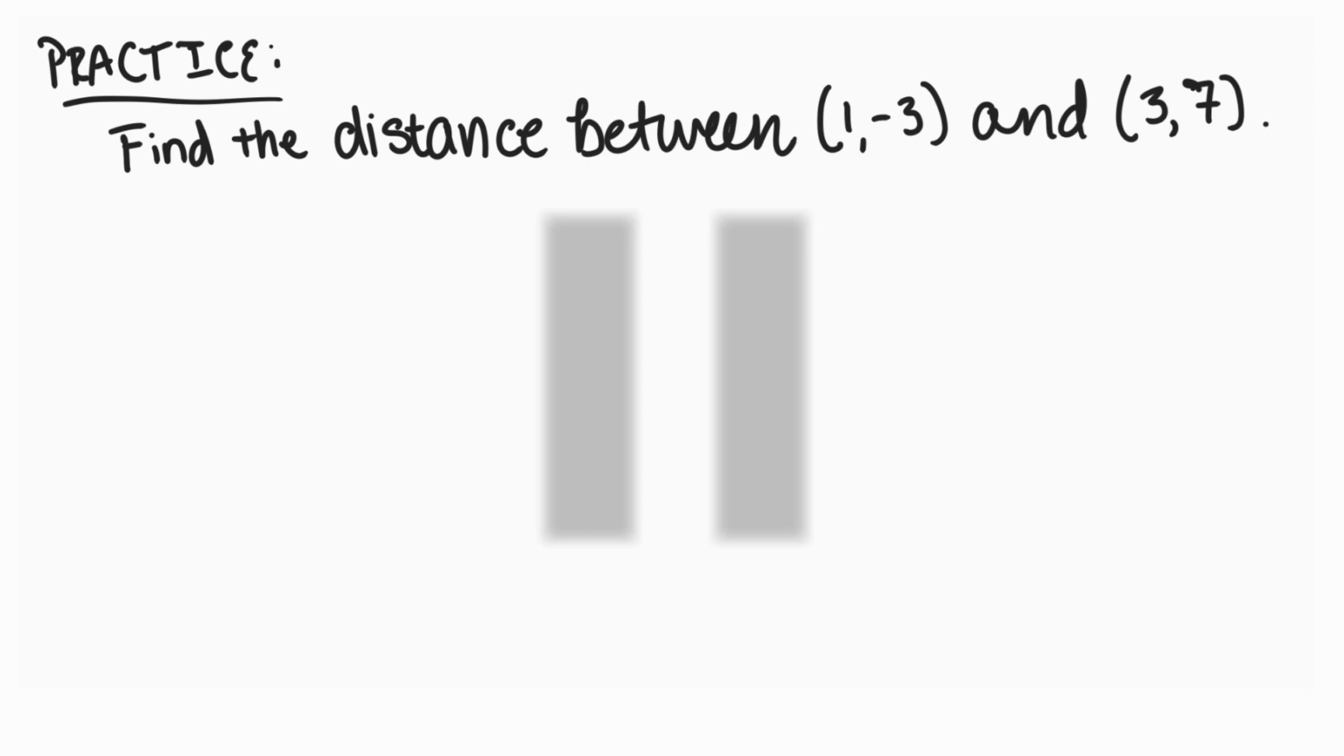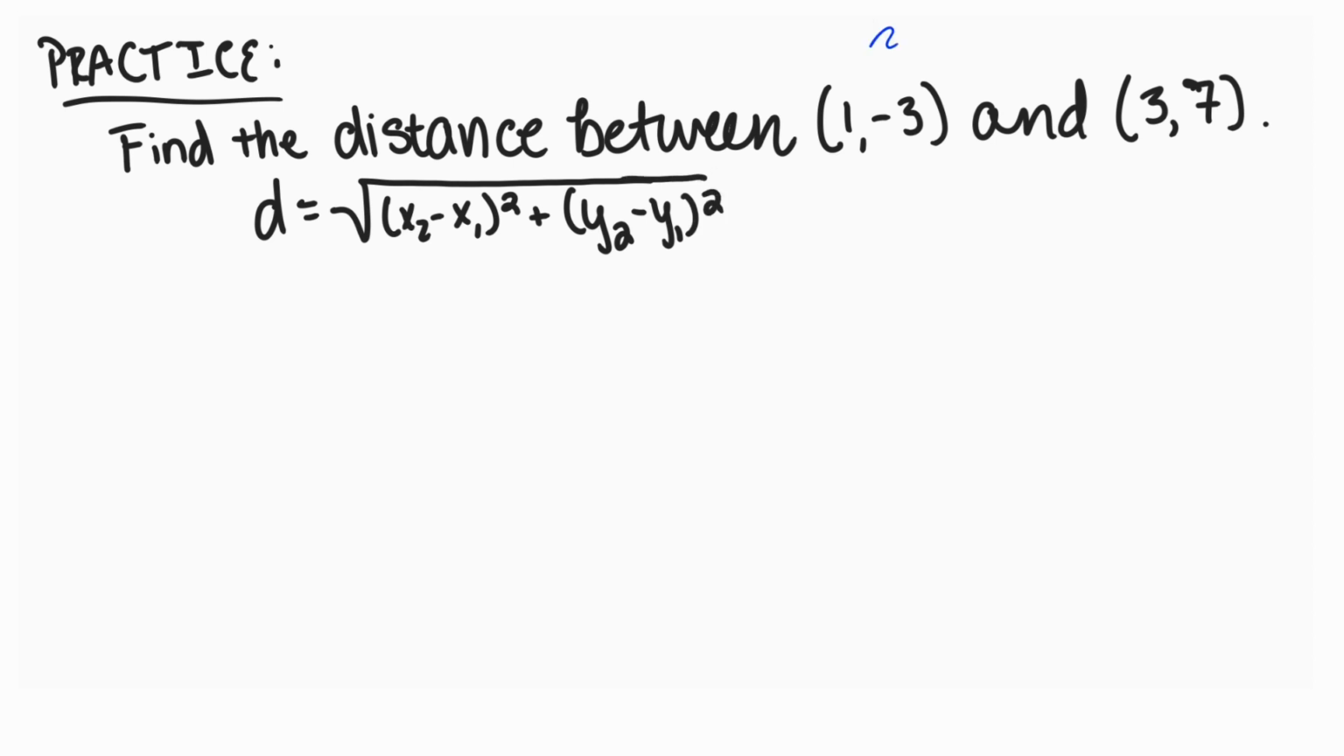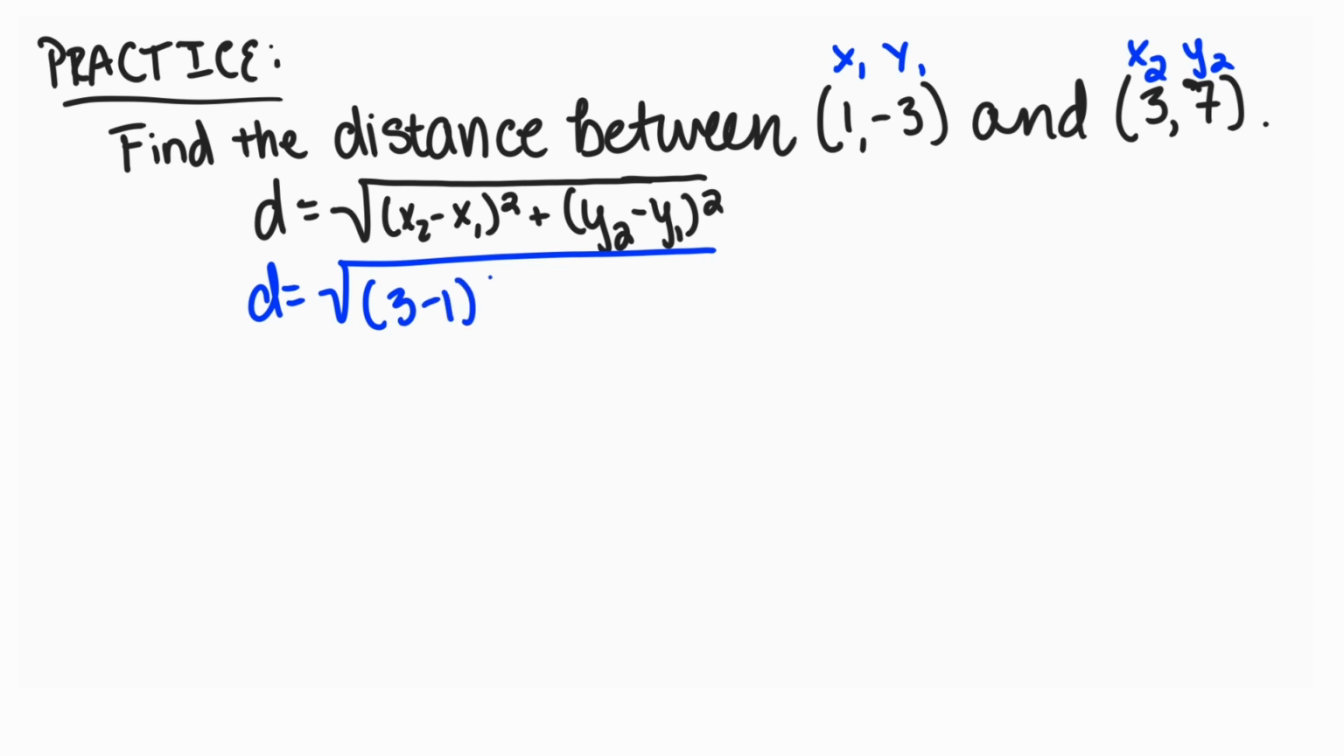All right, so first thing we gotta do is write down the formula because we're good math students. So we're gonna do x2 minus x1 quantity squared plus y2 minus y1 quantity squared, and extend that little radical bar a little bit. So I'm gonna mark (1, -3) as my point 1 and (3, 7) as my point 2. Realistically, it doesn't really matter because you're just gonna end up squaring it. But all right, so there we go.